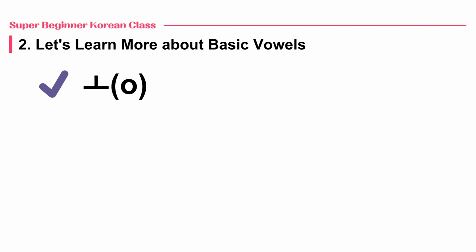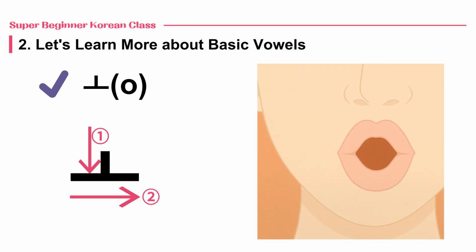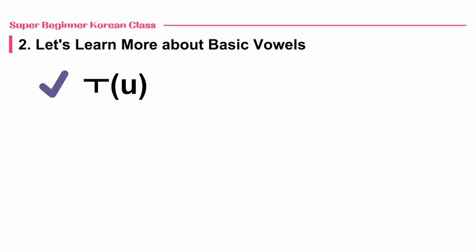Next is O. To write O, draw a short line from top to bottom, then a horizontal line from left to right under it. Round your lips like a circle when saying it. Try it. O, O. One more time. O.